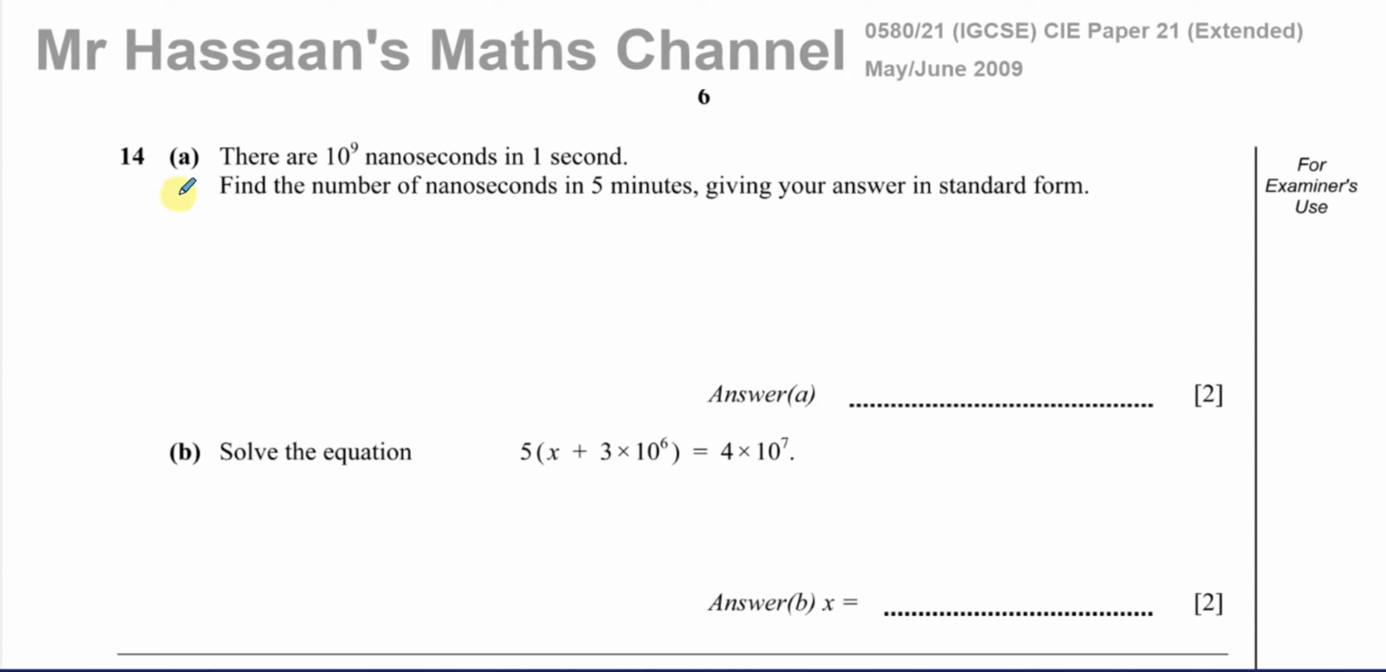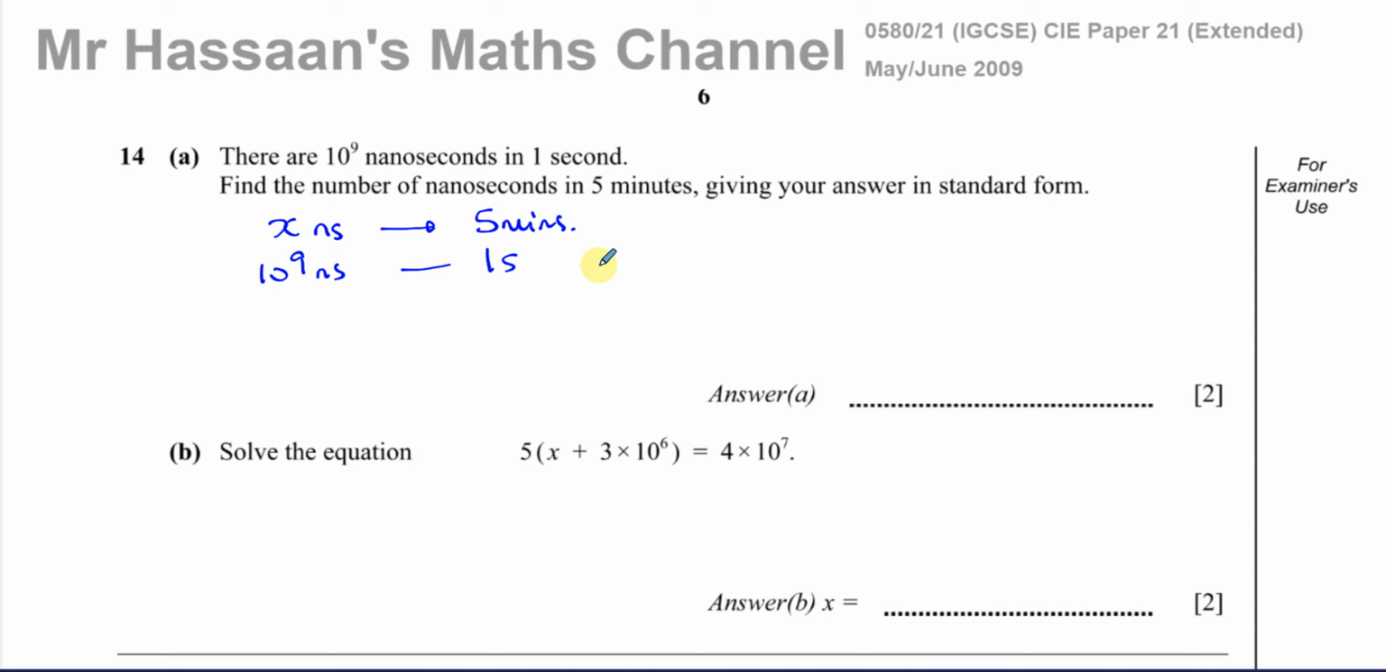All right, so now for part A, it says there are 10 to the power of 9 nanoseconds in 1 second. Find the number of nanoseconds in 5 minutes. Okay, so we can set up a proportion here. We want to find how many nanoseconds there are, I'll just put it as ns, in 5 minutes. And we know that there are 10 to the power of 9 nanoseconds in 1 second.